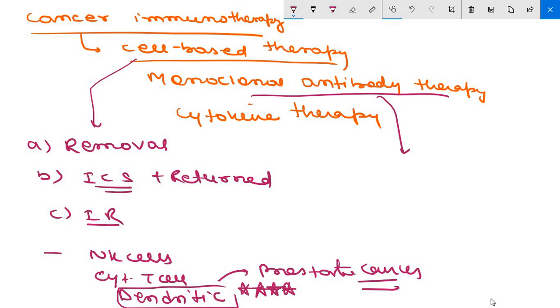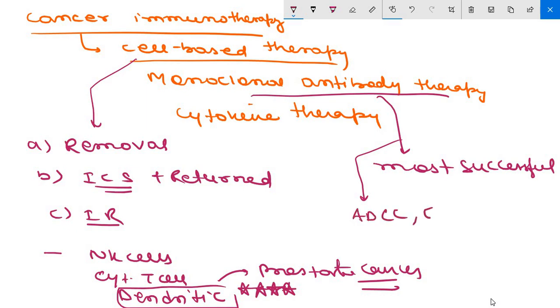Now coming to antibody therapy. Monoclonal antibody therapies are currently the most successful form of immunotherapy. They are usually targeted against cell surface molecules such as the epidermal growth factor receptor, and once bound to the surface receptor on the tumor cell, the antibody can induce tumor cell death by several mechanisms, maybe ADCC, maybe complement activation.